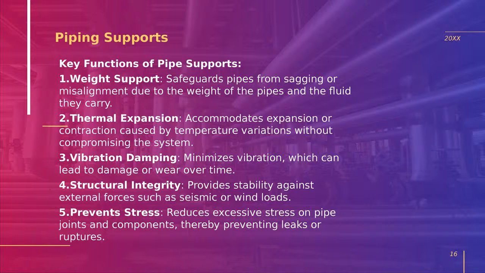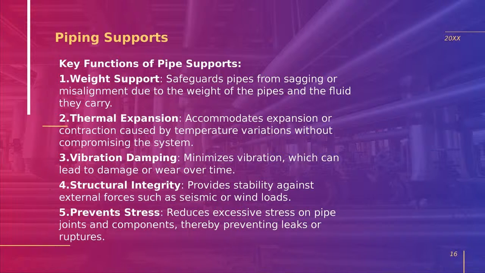Mostly it will be primary support and secondary support. Primary support will be welded to the pipe or fixed to the pipe permanently. Secondary support is what supports the pipes, like a pipe rack. A pipe rack is a secondary support, and the shoe support will be the primary support which is welded to the pipe. So that is the major difference in pipe support.